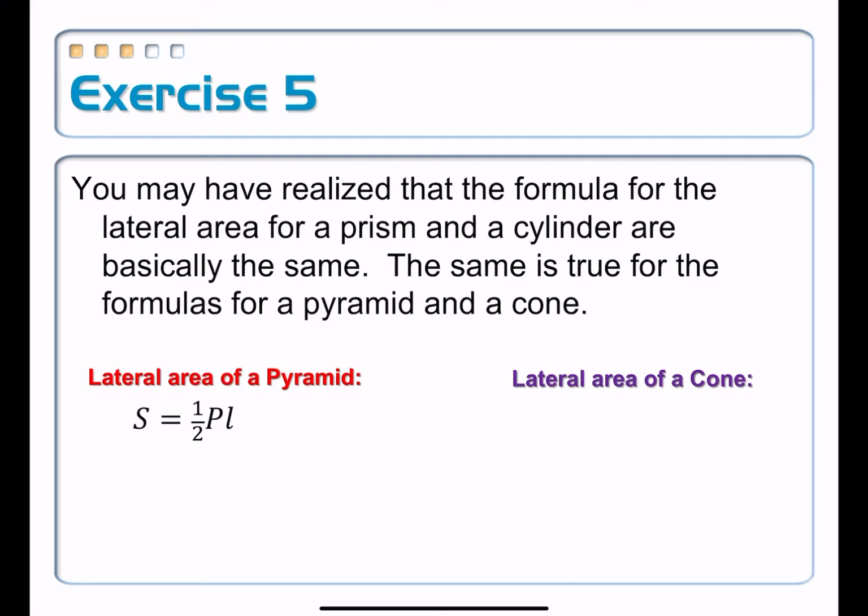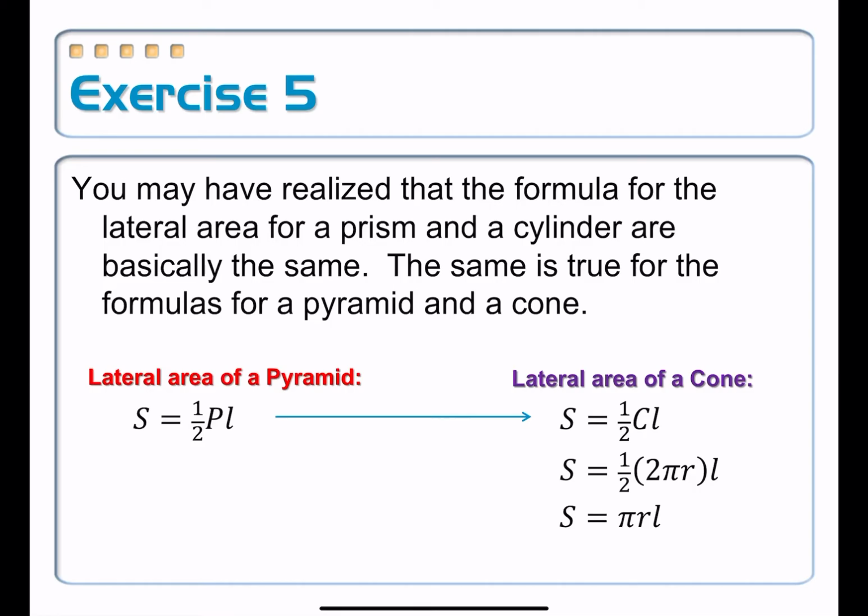So by analogy, instead of having a P for our perimeter, we're going to have a C for the circumference. And now we have a formula for the circumference. I'm going to take my C out and replace it with 2 times pi times r. So here's what it looks like. And then, of course, I can take half of that 2. It's all multiplication, so I'll just take half of that 2. And then here is my lateral surface area formula. It's very, very easy to remember. It's pi r l. That's it.